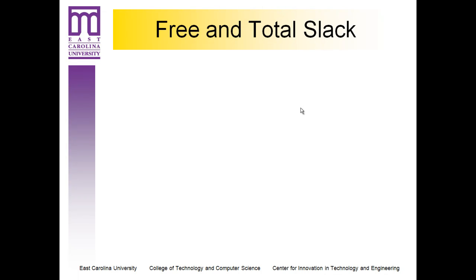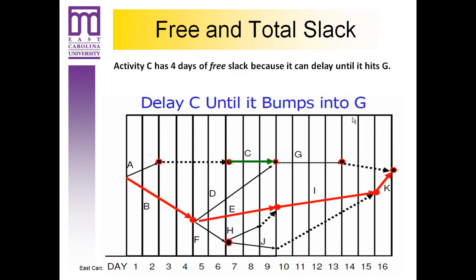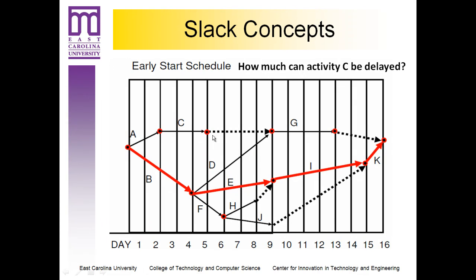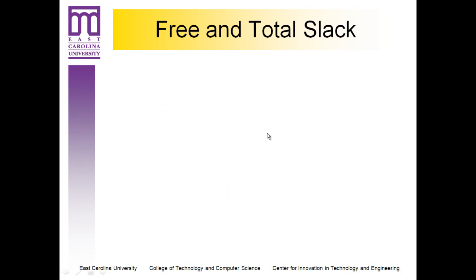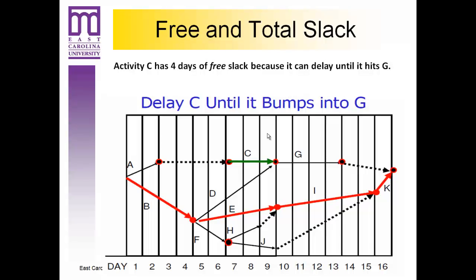So let's take a look at free versus total slack. Activity C has 4 days of free slack because it can be delayed these 4 days, 1, 2, 3, 4, until it bumps into activity G. Now we call that free slack. And again, these were our original 4 days. If we go back to this diagram, we see there's the 4 days, and what we've done is push C all the way until it bumps into G, and that defines what we would consider free slack.